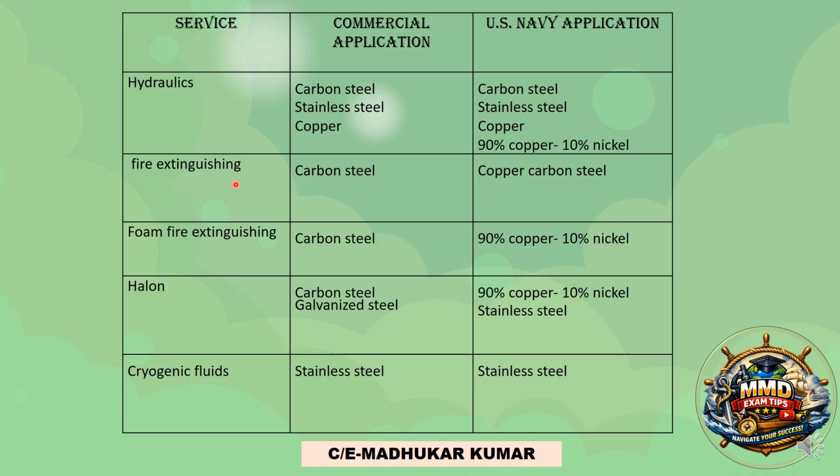Next is your fire extinguishing system, carbon steel and copper, carbon steel, which is utilized for fire extinguishing, like the CO2 and foam systems. Foam extinguishing, carbon steel, 90% copper and 10% nickel. Halons, basically it is banned now. So earlier carbon steel, galvanized steel, 90% copper, 10% nickel and stainless steel were being utilized. Cryogenic fluids like LNG energy, which is stored at minus 162 degrees centigrade. So stainless steel is being utilized to sustain the cryogenic effect of the fluids. Okay.